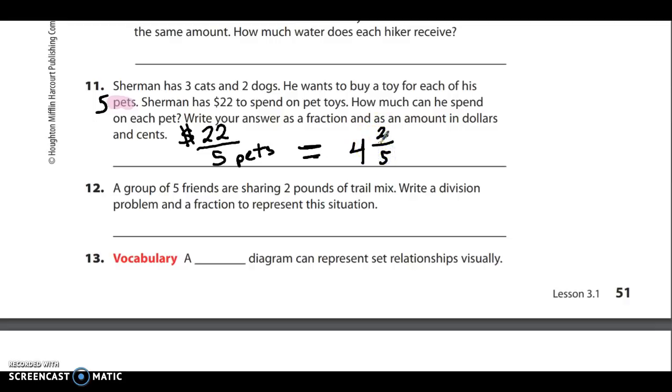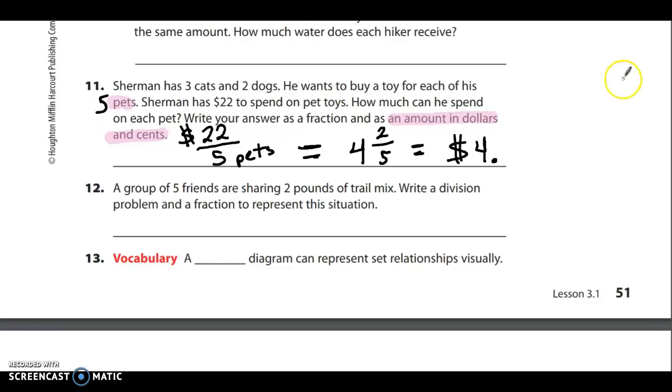Now, this is where it gets tricky, because it says write your answer as a fraction, which we've done. This is good. This is our first answer. And it says, and as an amount in dollars and cents. Now, how much money is this? Well, this is easy right here. 4 is $4. So 4 2/5 is the same as $4, but now I've got to figure out the cents. $4 and blank cents. So I've got 2/5 of a dollar, and this is just the tiniest bit tricky to understand.